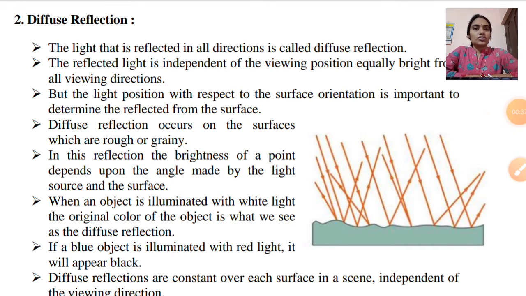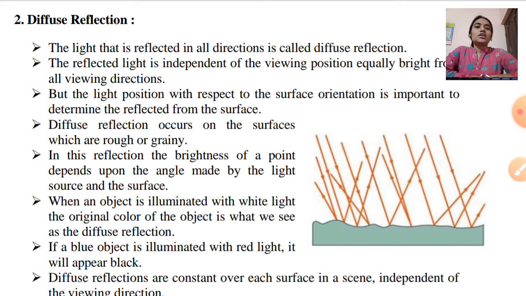Diffuse reflection is the second method of the basic illumination model. The light that is reflected in all directions is called diffuse reflection. That means the reflected light is independent of the viewing position, equally bright from all viewing directions.